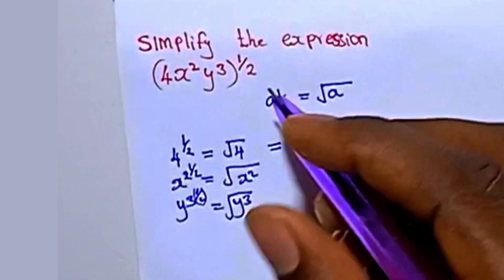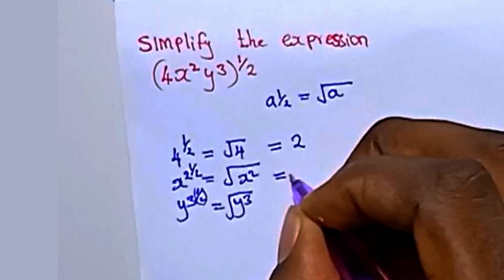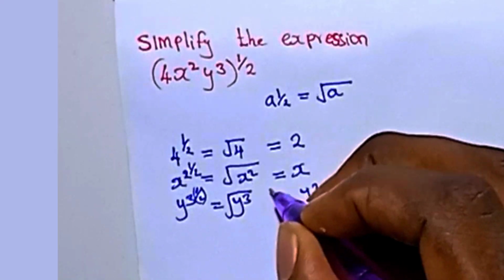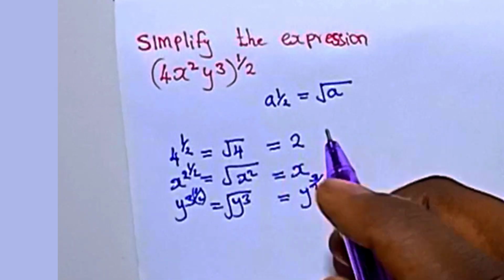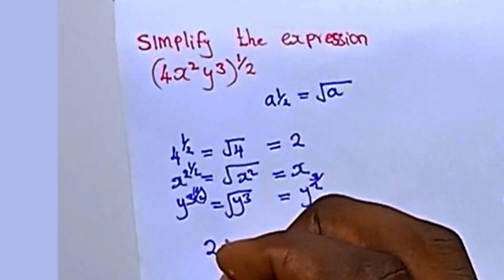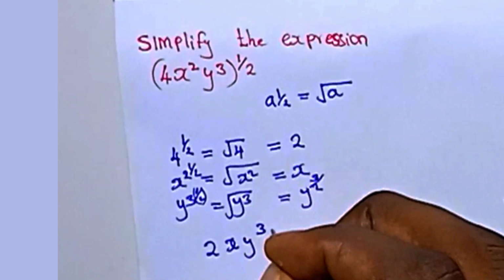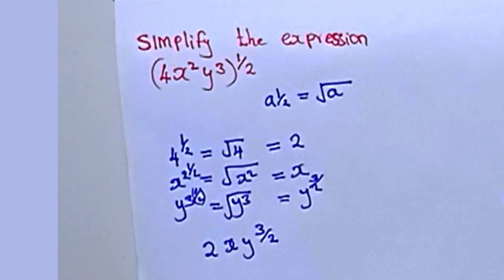In our case, the square root of 4 is 2. The square root of x squared is x, and the square root of y cubed is y raised to 3 all over 2. So we have 2x y raised to 3 all over 2. As you can see, this wasn't scary at all.